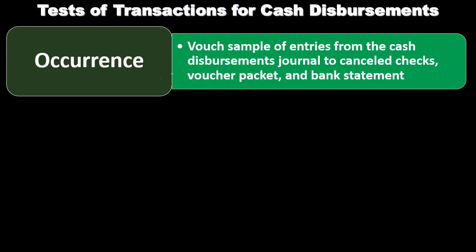So occurrence, remember, means we're thinking about the end product, and then we're going to go back to the source document to see that it actually occurred and therefore should be on the end product. So once again, we vouch a sample of entries from the cash disbursement journal, the end product in essence, to the canceled checks, voucher packet, and bank statement.